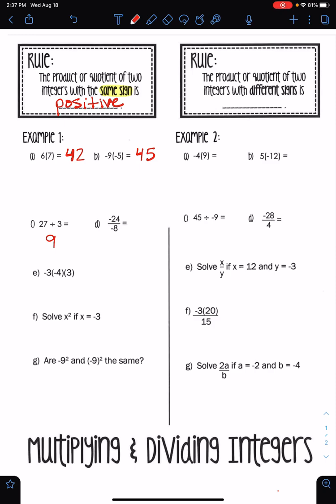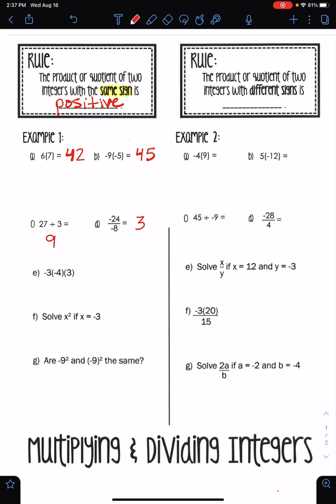They're both positive numbers. For example D, those numbers are also the same sign. Negative 24 divided by negative 8, they have the same sign, so the answer is positive. It's positive 3 because 24 divided by 8 is 3.